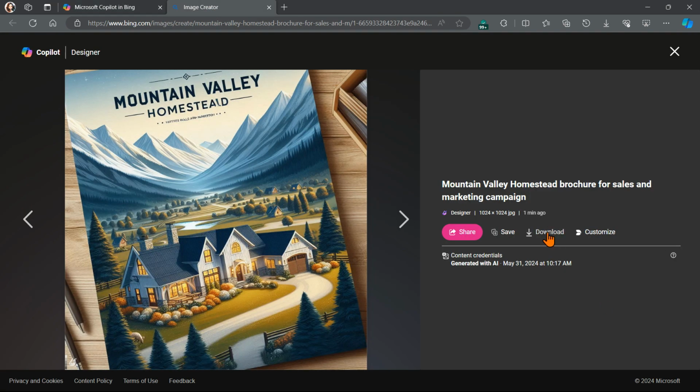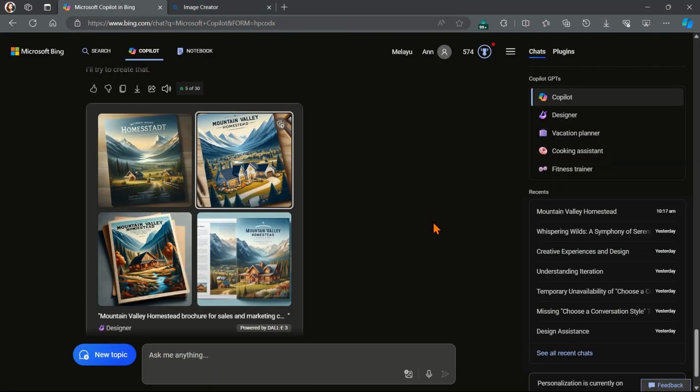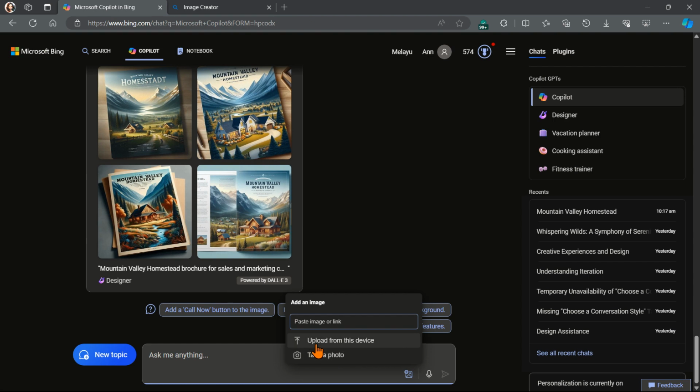This is my first try. I'm going to see what happens next. I'm going to download this and ask Copilot to write an editorial for me for a newspaper advertisement campaign. I'm going to download now. Save it. Okay, it's saved now. So now I'm going to upload this photo.